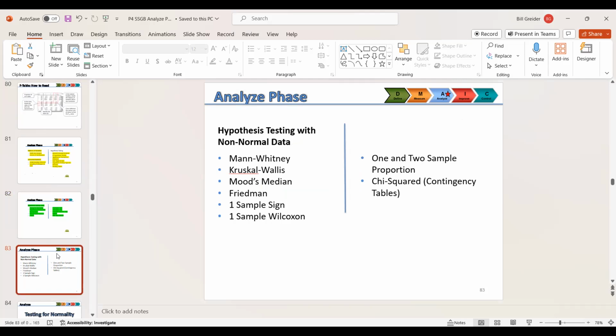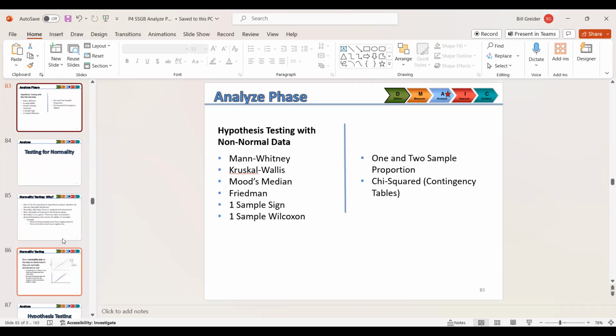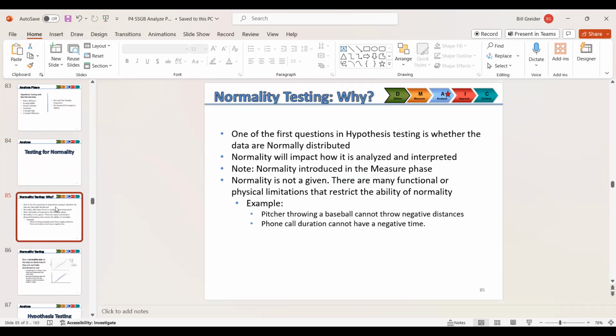So same thing with non-normal data and also with discrete data, which is stuff that we count, like polls and stuff like yes, no, all that, ratings, that kind of thing. All right, so testing for normality, we could fly through this because it's our homework. Because it's one of the first questions, so I need to know which one I can use. Which test do I need to use?